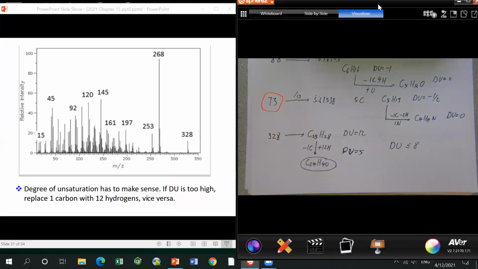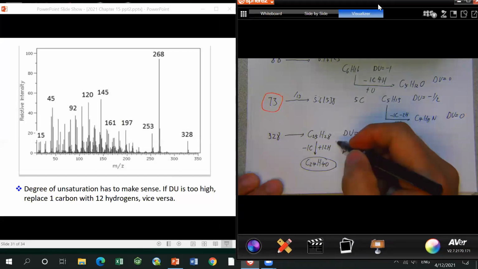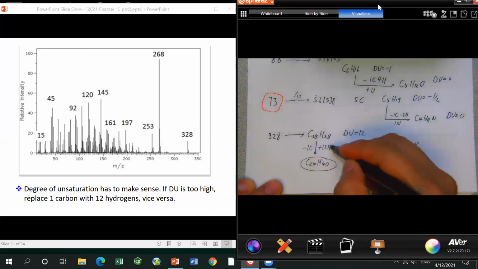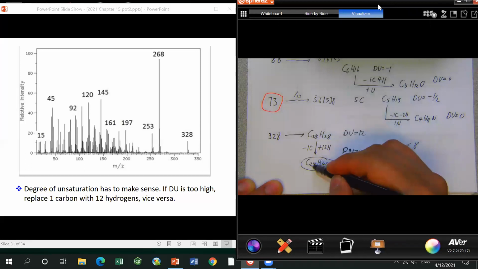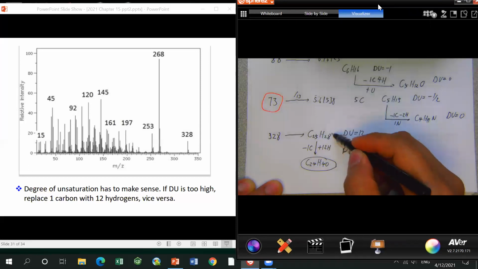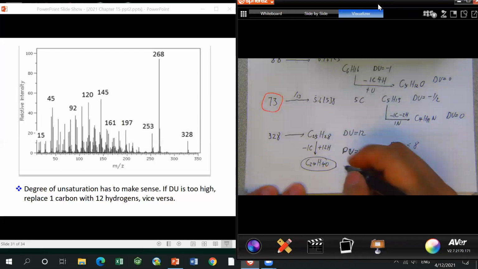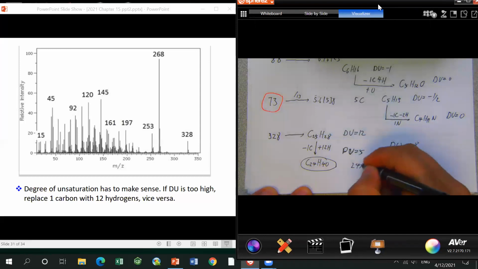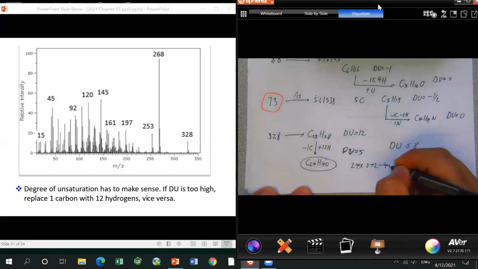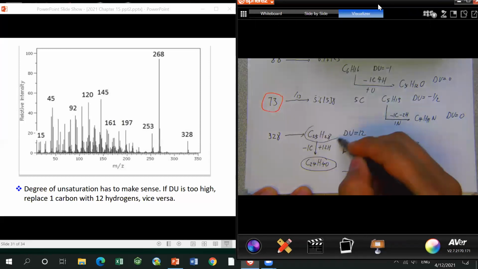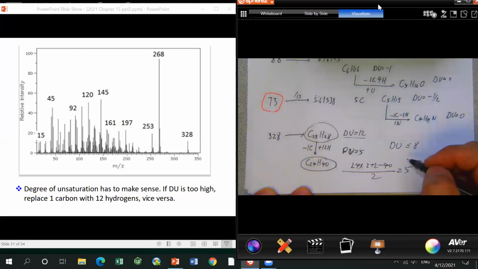Right, so we just replace one carbon with 12 hydrogen. 25 carbon becomes 24, and then you add your 12 hydrogen, 28 plus 12, that's 40. So that greatly changes the DU number. So 24 times 2 plus 2 minus 40, divide by 2, and the DU will be 5. But if you calculate the DU number for the original formula, the DU will be 12. So that's how we do that.